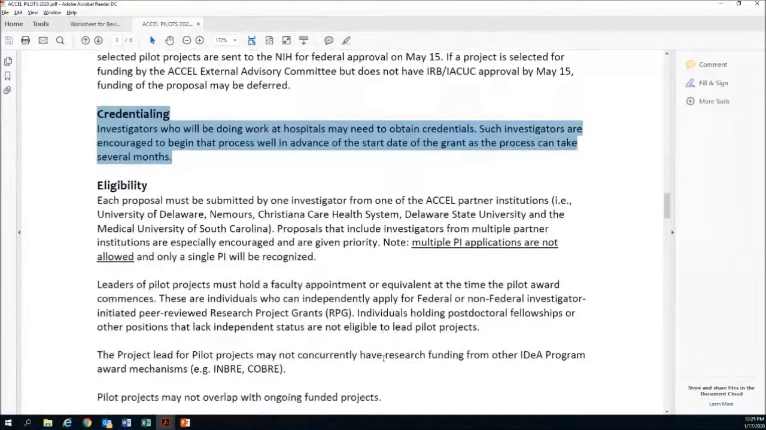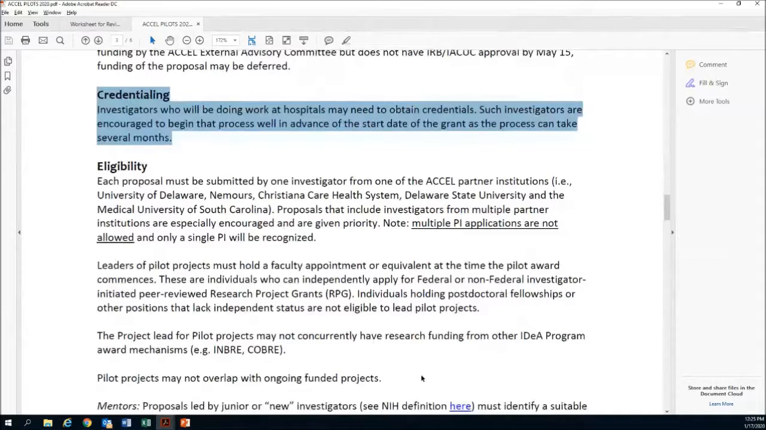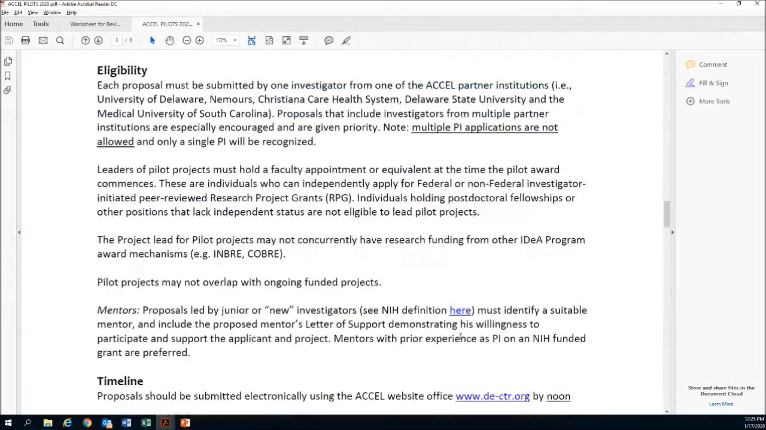To be eligible, which I guess I skipped over this, you have to be faculty at one of the ACCEL partner institutions. Everyone that I see on this call is, so that shouldn't be a problem. In some instances, you can have multiple PI grants. They're not allowed in this context. You can have co-investigators, but you can't have multiple PIs, right? Is there a question?